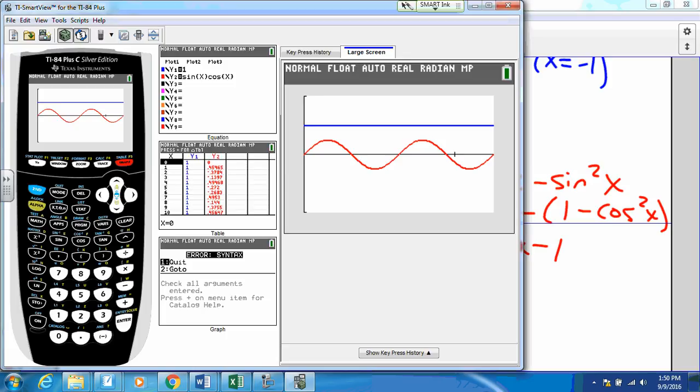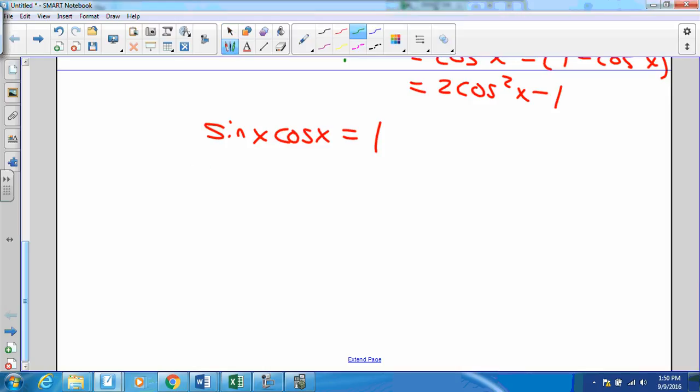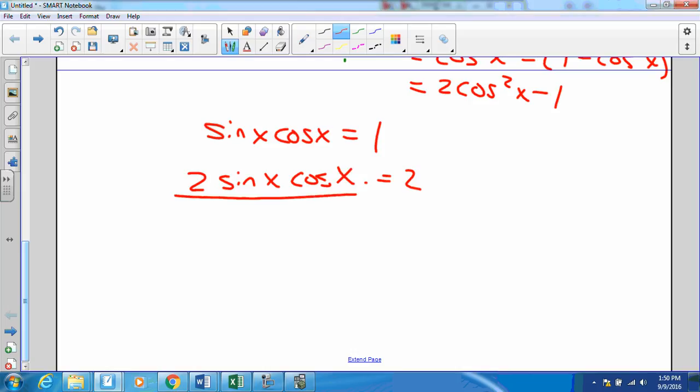No. So I actually have to prove this. But I think I can, because this looks like part of an identity, doesn't it? It looks like part of my sine 2x identity. It's missing a factor of 2. So if I multiply both sides by 2, there we go. This is the same as sine 2x. And now it's really clear.